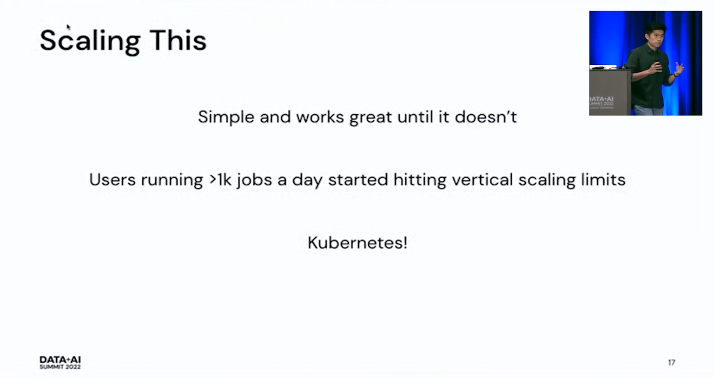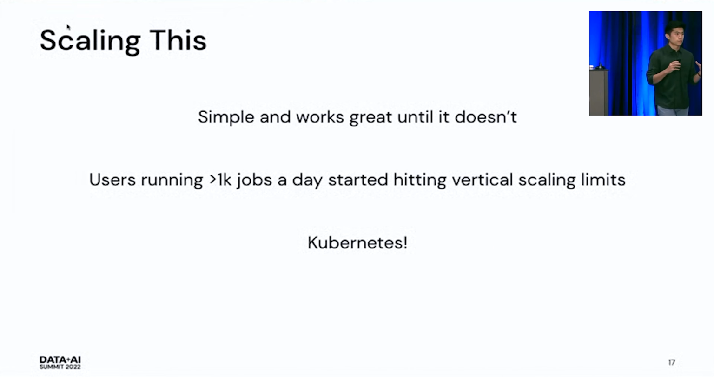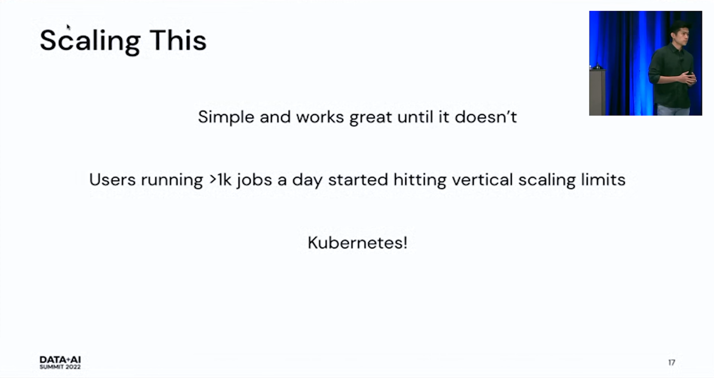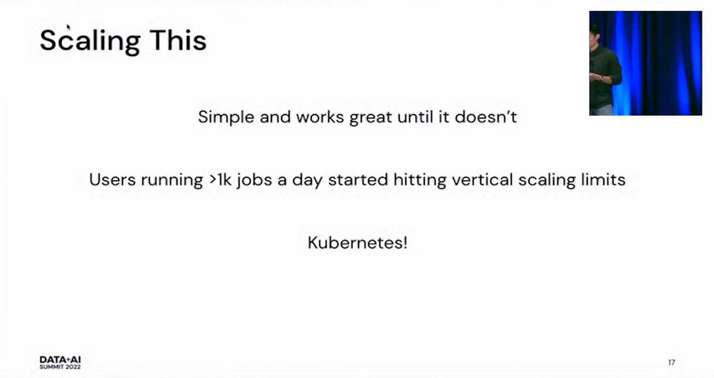So this mental picture is great and very simple, easy to reason with, until it doesn't work. What we saw with open source users was that any users running more than 1,000 jobs a day started hitting vertical scaling limits. There's only so much 64 cores and 128 gigabytes of RAM can get you. It is massive, but there is a limit. So about a year ago, we sat down and started thinking, how do we horizontally scale this model? And obviously we chose Kube, because Kube has great mindshare, is very battle tested, and is very well known in the community.